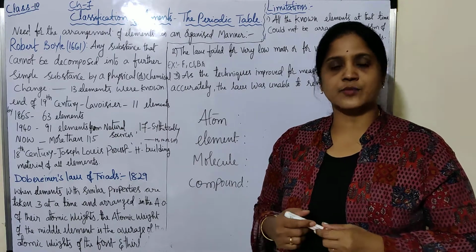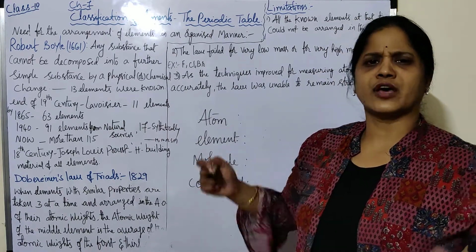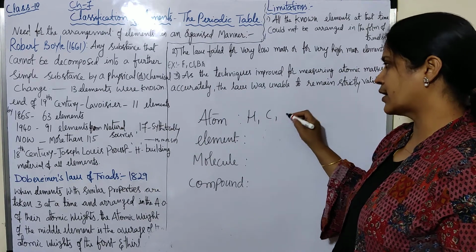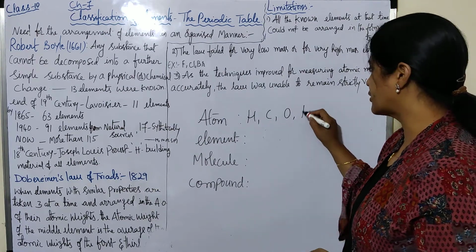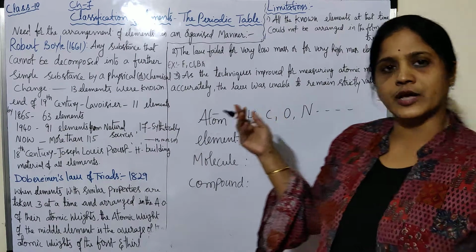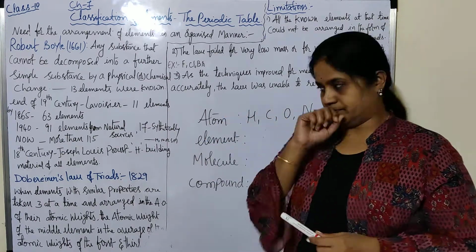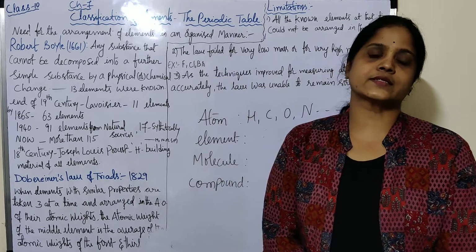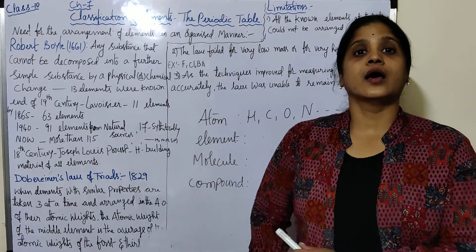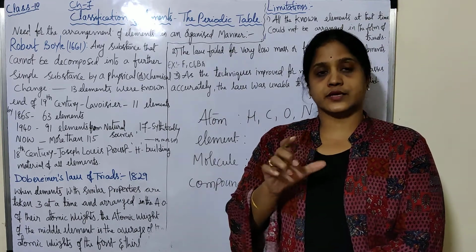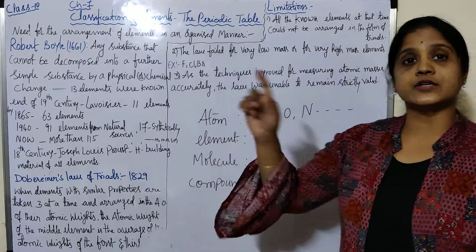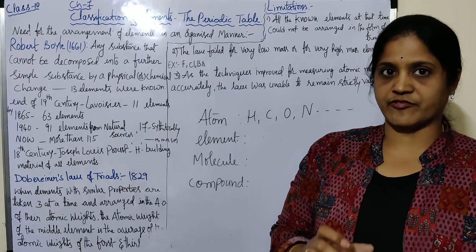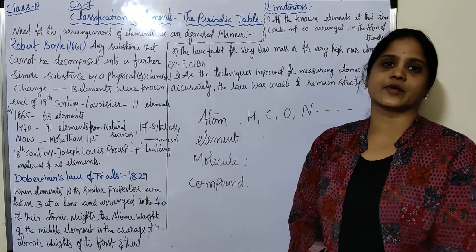Can you give examples of atoms? We have so many different types of atoms: hydrogen atom, carbon atom, oxygen atom, nitrogen atom. Now, element. What is the definition of an element? Robert Boyle gave the definition for an element.